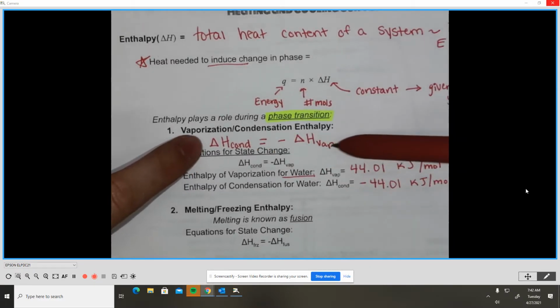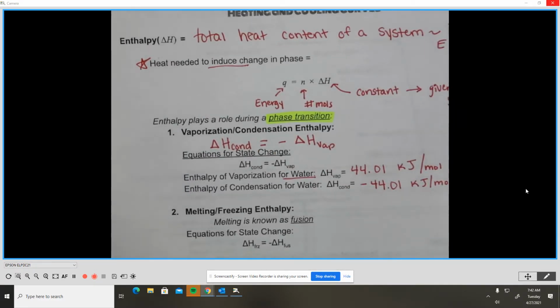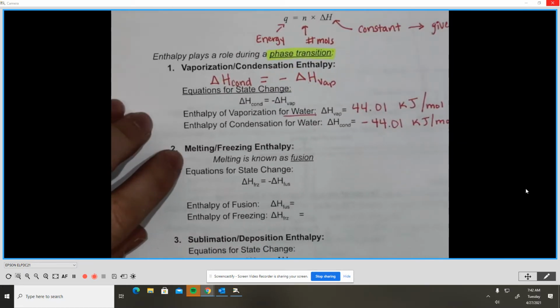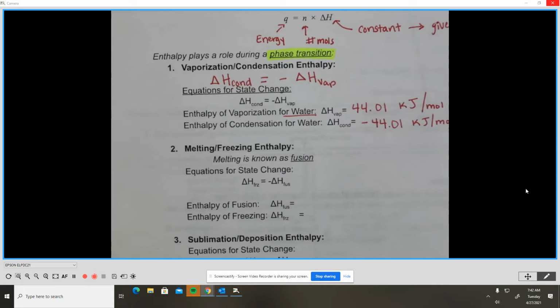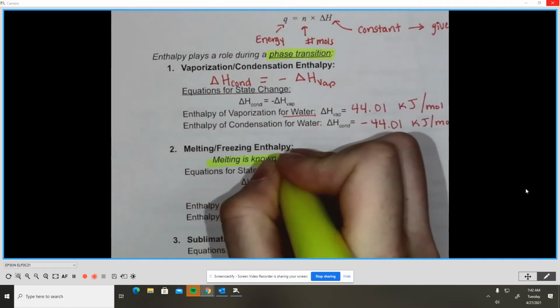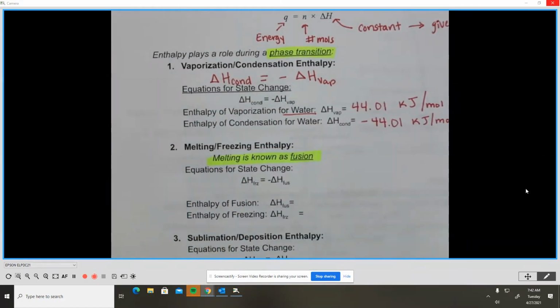condensation and vaporization are equal to the negatives or opposites of each other. Melting and freezing is another one. Melting is known as fusion. So sometimes, in worksheets or on quizzes and tests, it'll say enthalpy of fusion. So melting is known as fusion. When that happens, we're taking something in a very rigid structure, and fusion allows it to be in that more flowing structure, but still have IMFs holding it in the liquid state.